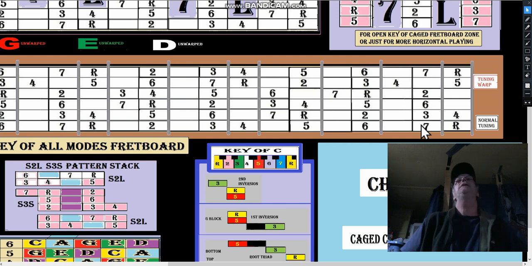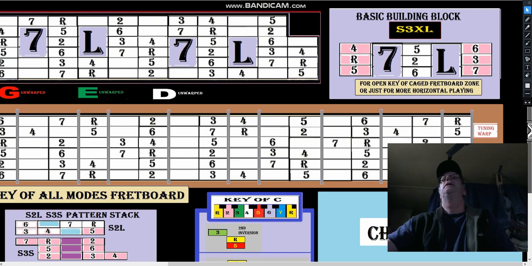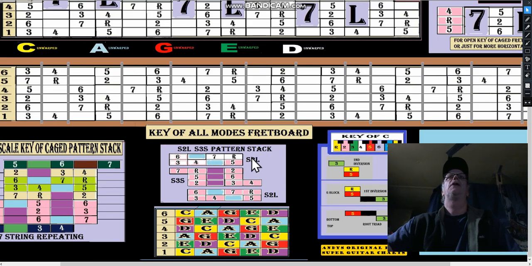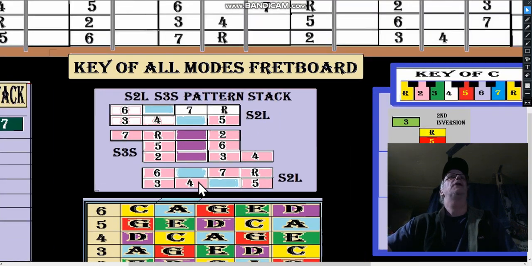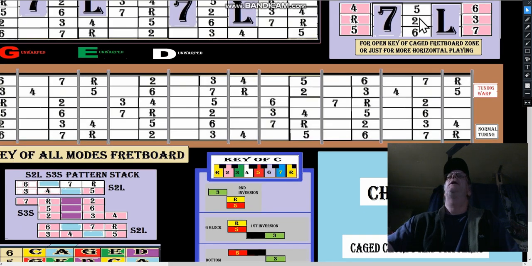It is so easy with the stack of 3 extra long. The 7L is put there so you can understand that it came from the 7L diagram, which came from just these 2 patterns, S3S and S2L. Look at all these pink notes. Guess what? Why are they pink? Because they actually came from this. Then I went and made that drawing from this drawing.